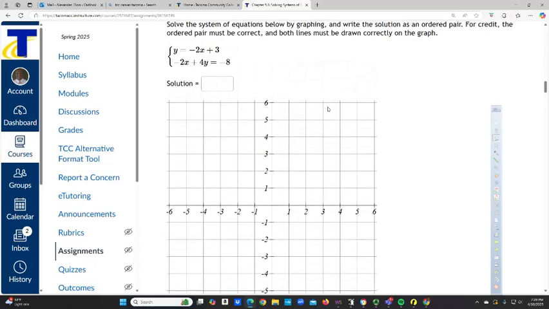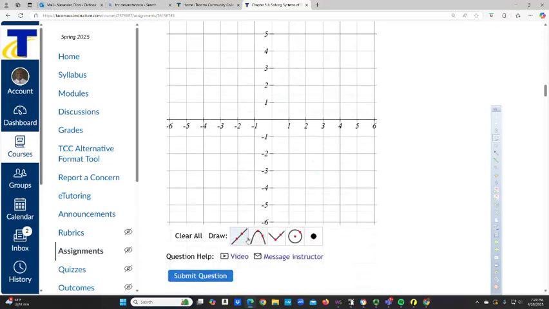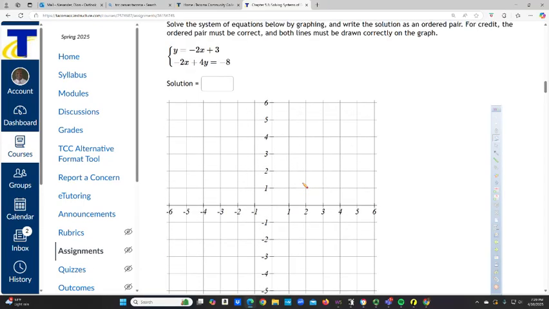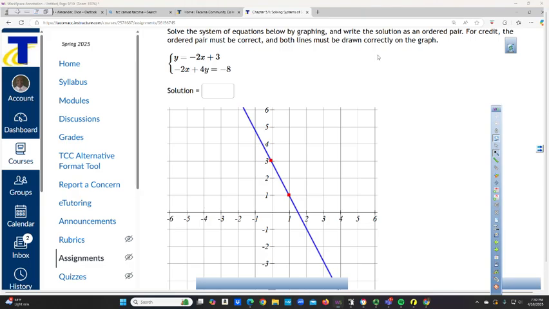So if we're looking at that first line, it's already in slope-intercept form. So I'm going to go ahead and just graph it based off the slope and the y-intercept. So we got +3, and then we got a slope of -2. So 1, 2, +1.